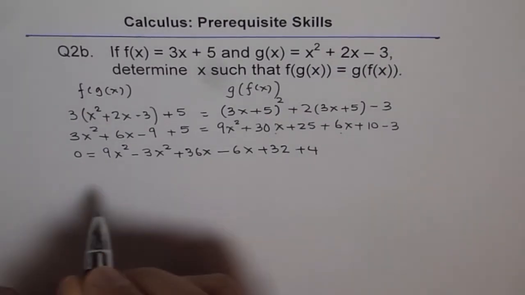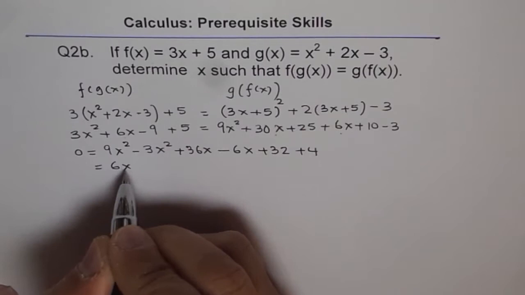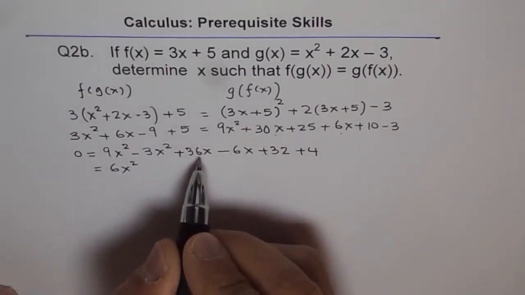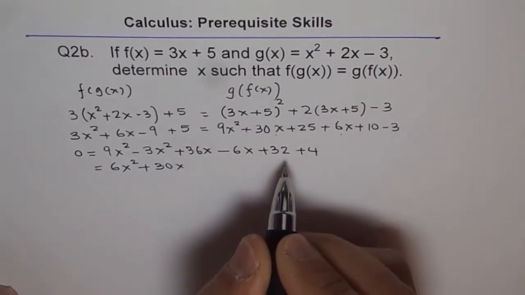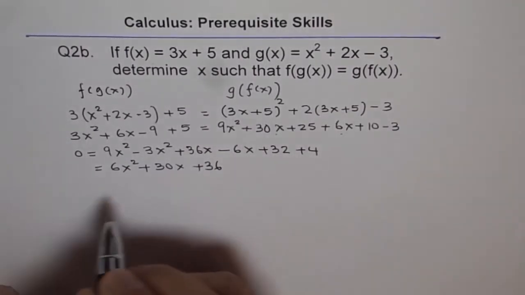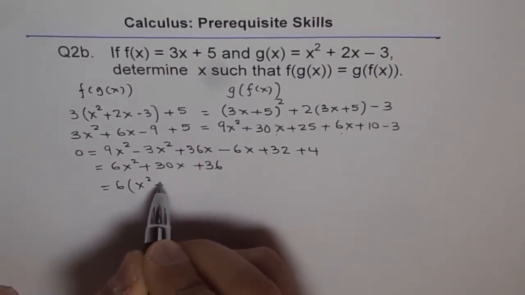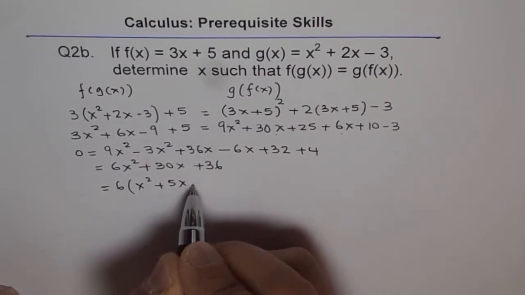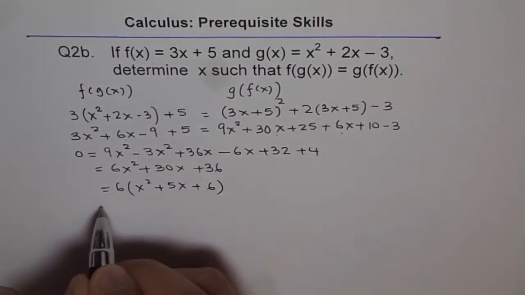Now let's combine these terms. So we get here 9 minus 3 is 6, so we get 6x squared, and then 36 minus 6 is 30, so we get 30x, and 32 plus 4 is 36. Now we can take 6 common, and we get x squared plus 5x plus 6, right? And now we can factor this.